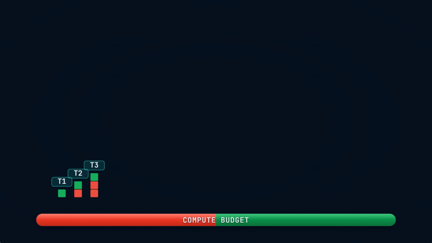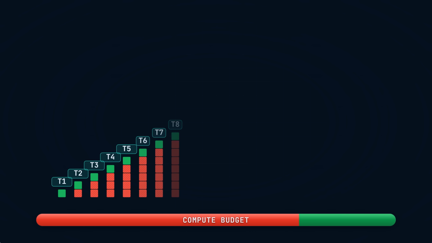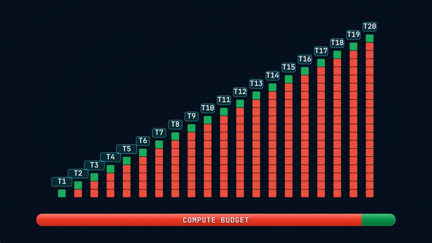Token 3 recomputes 1 and 2, plus itself. Token 4 recomputes all 3 before it. Token 5, all 4. See the pattern? The waste doesn't grow linearly. It grows as a triangle. Every new token recomputes every token that came before it. The longer the sequence, the more of the GPU's time is spent on work it's already done.